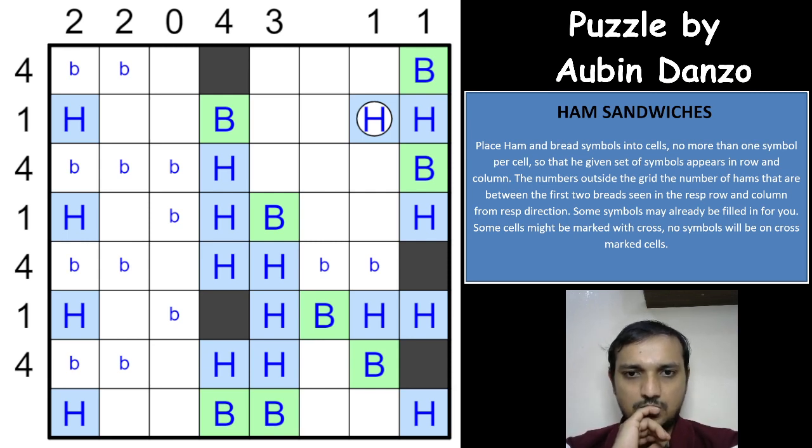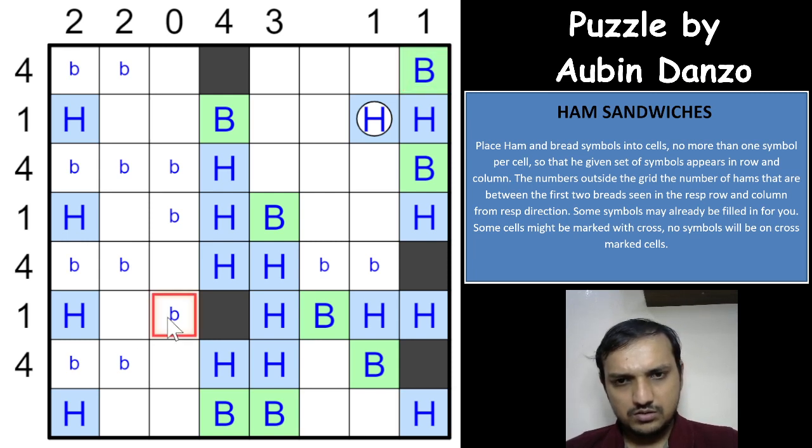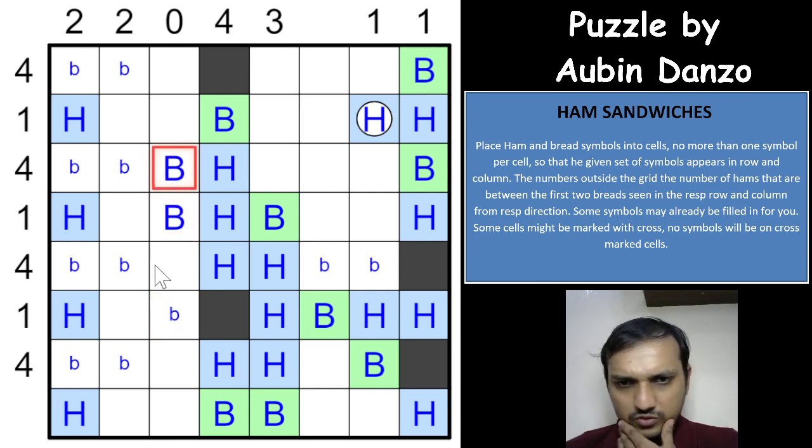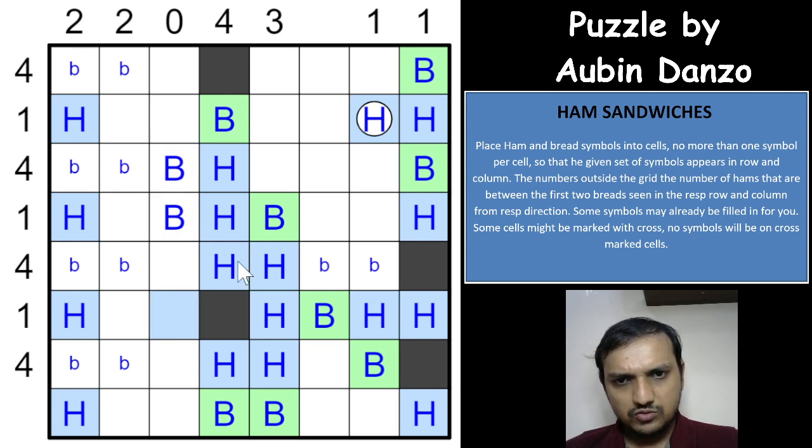So let's see if you have a B here. If you don't have a B here, both of these would be B. This would be a cross. You will have a B here. Sorry, B here. None of these cells can be B. All of these are H.